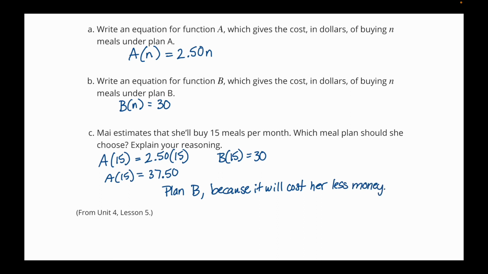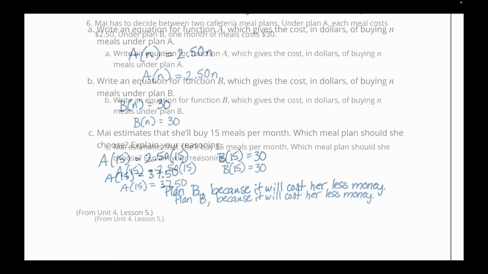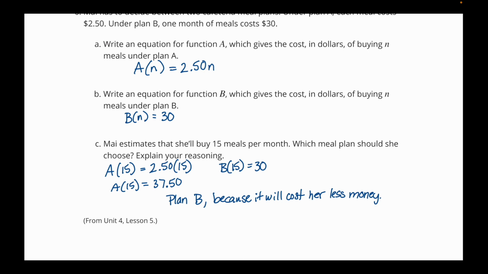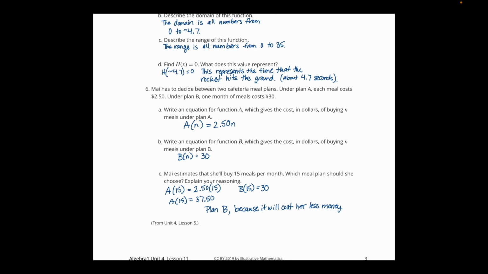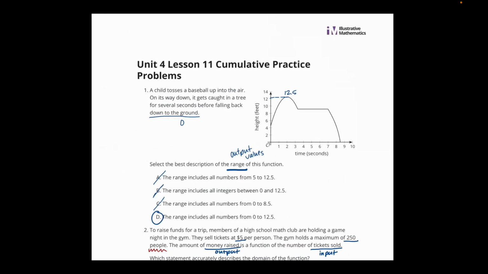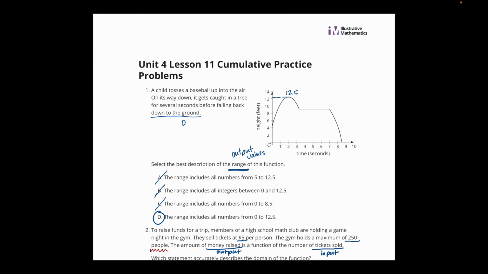Okay. And I think that did only have A, B, and C, so I paused for a second there to double check. I do have more problems on my version of the homework, but this is where the homework assignment for my class ends. So thank you for joining me for this assignment. This was the Unit 4, Lesson 11 cumulative practice problems for Illustrative Math, Algebra 1.